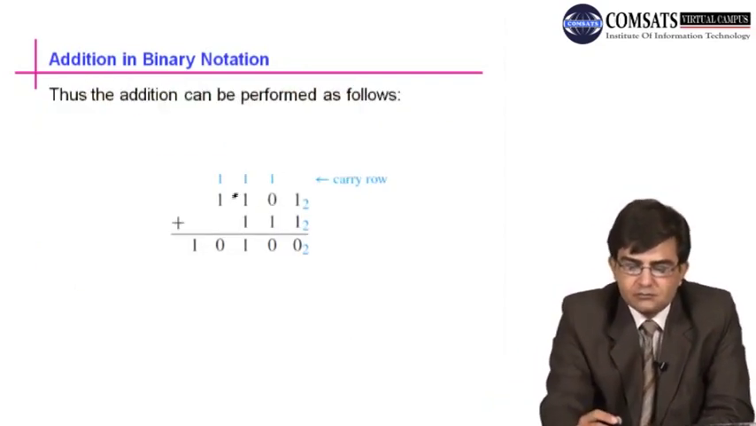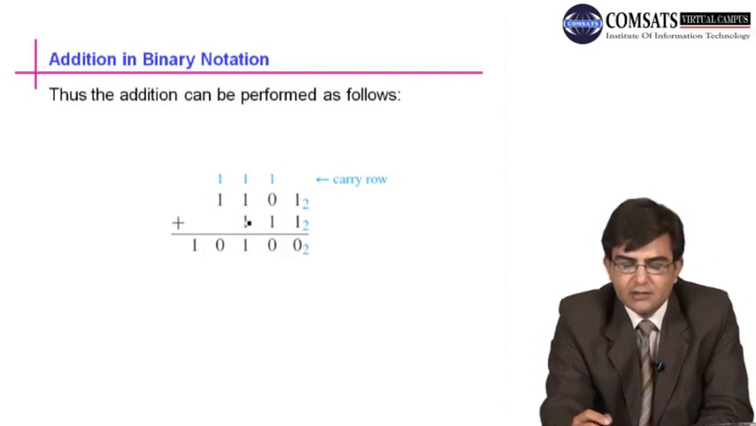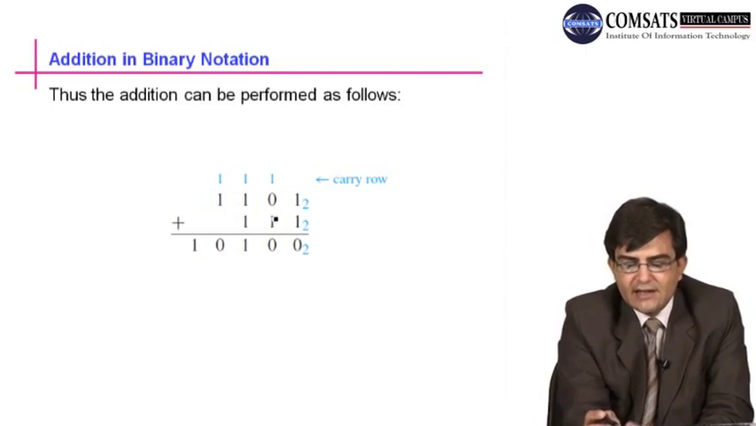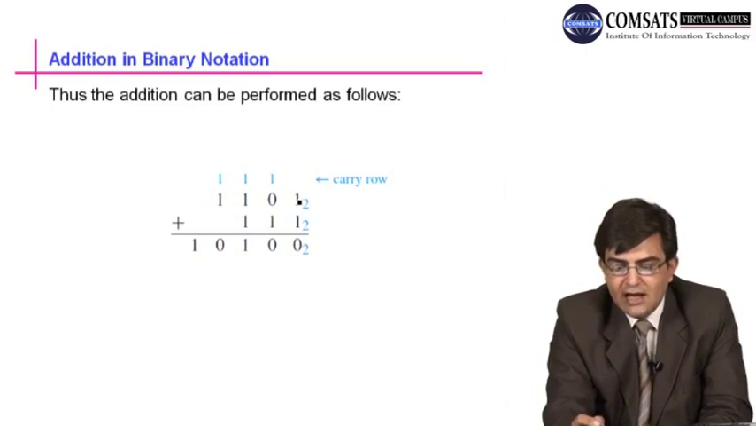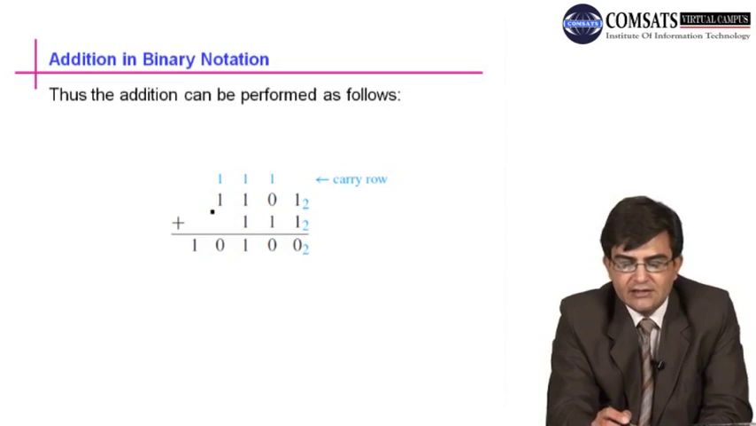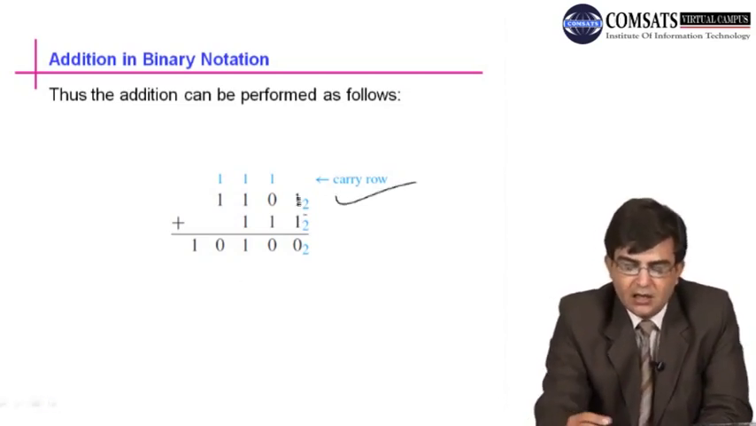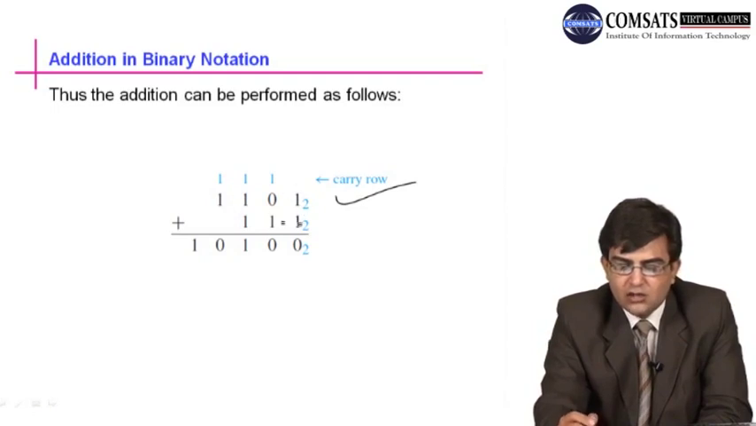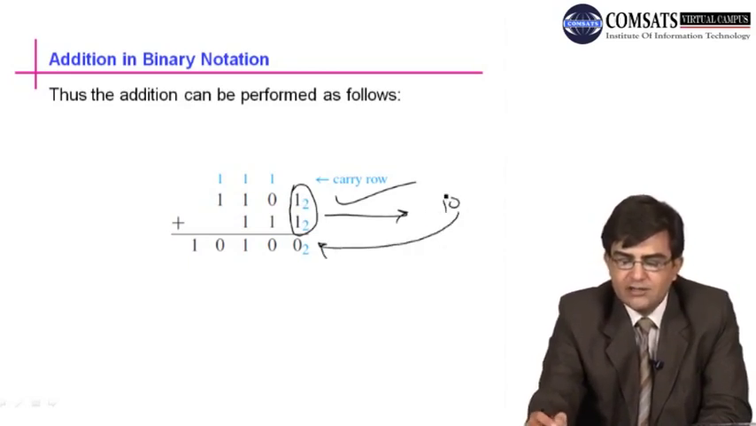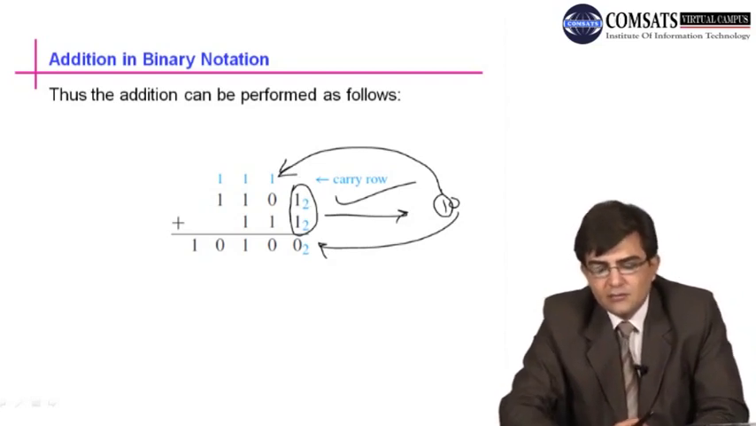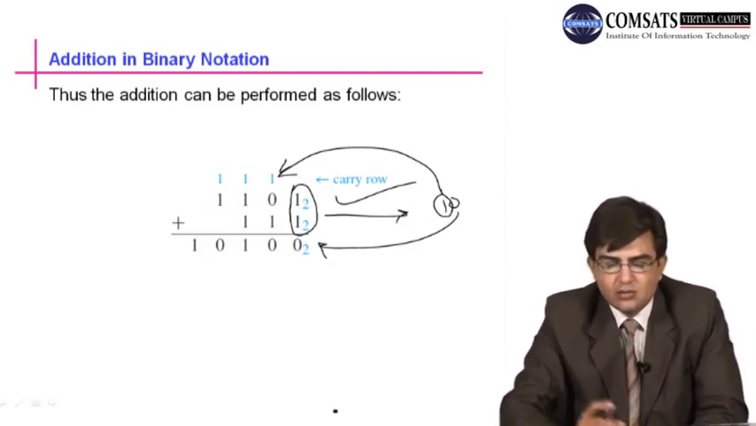Here we have 1101, the first number. The second number is 111. We write the second number starting from the rightmost, or you can say below the last digit of this whole binary number. So we write it like this: 1101 and 111. We add up the first two digits here. When we add up these two digits, 1 plus 1, this will give us 10. We write here the right digit and we send the left digit as a carry to the next column.